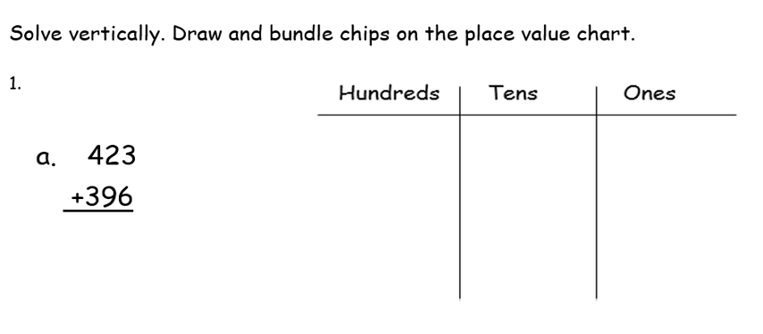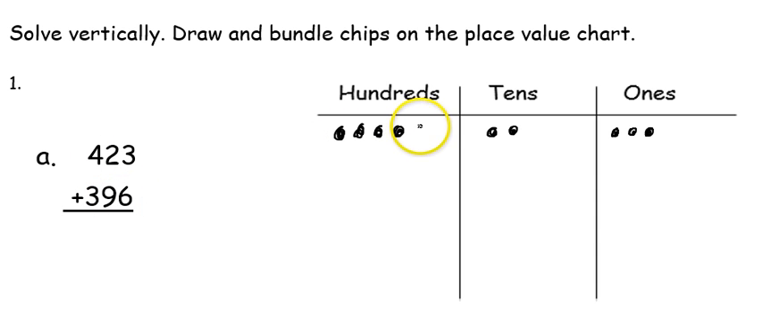I'm going to start by showing 423 on the place value chart. So 423 means I have 4 hundreds, 2 tens, and 3 ones. To that, I'll add 396. When I make my discs for 396, I'm going to show them as open discs so we can see the difference between the two numbers.